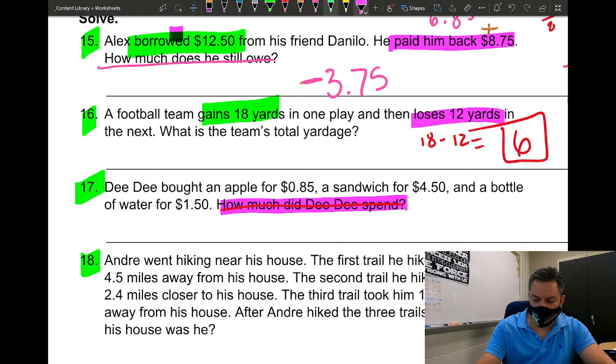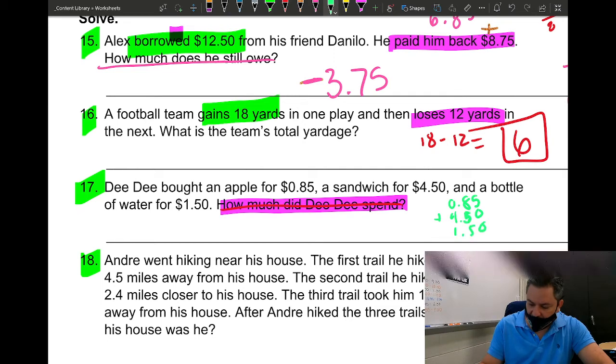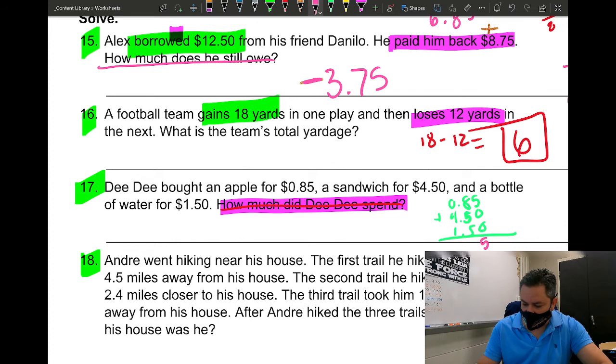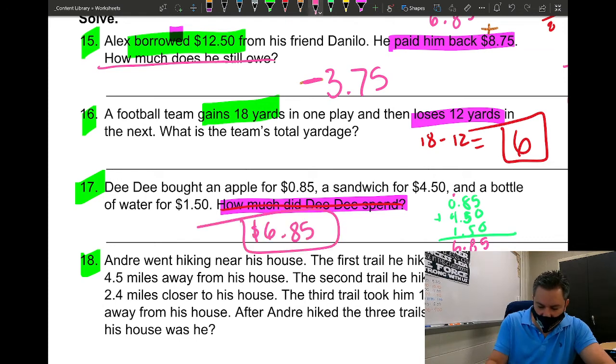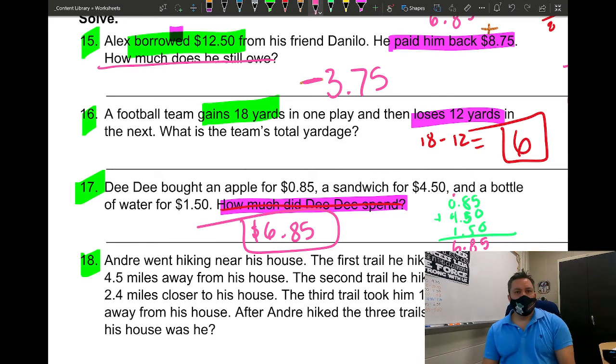So all we gotta do, line everything up and add them. So 0.85 plus $4.50 plus $1.50. We add this up. What do we get? We got 5 at the end. 5 and 5 is 10 and 8 is 18. Carry the 1. 1 plus 4 is 5 and 1 is 6. So how much did she spend? Boom. And I think we're going to finish this.